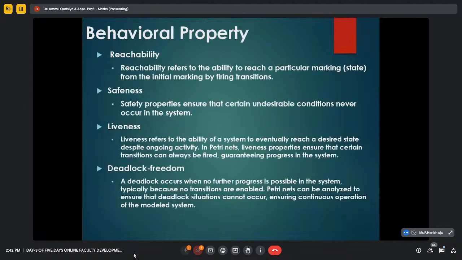I have given you a set of behavioral properties here. One is reachability, then safeness, liveness, and deadlock freedom. What is this reachability?